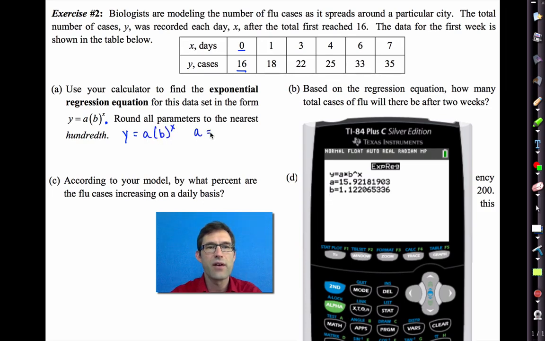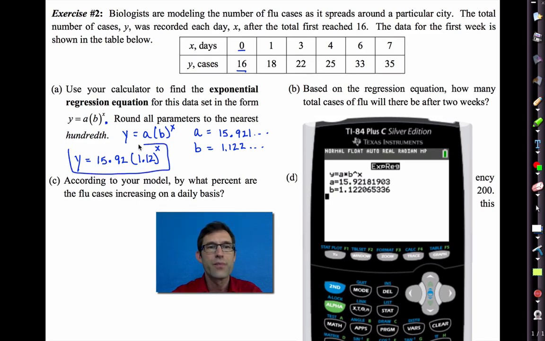It then lists the value of a, and again, I have to do a little cheating here, which is 15.921, etc. It lists the value of b, 1.122, etc. But don't forget to write your model down. We need to round both of these to the nearest hundredth, so that's 15.92 times 1.12, all raised to the x.